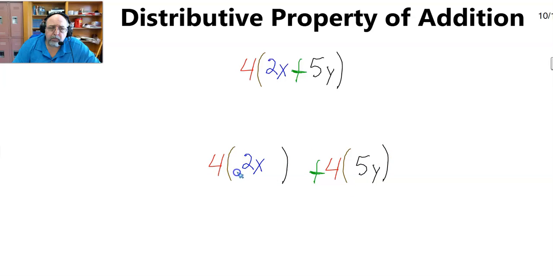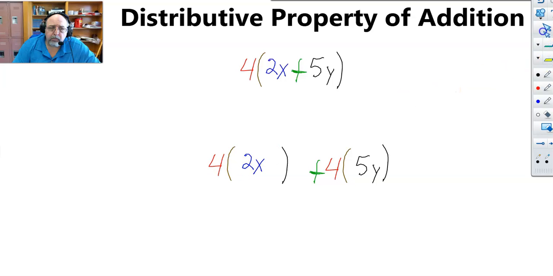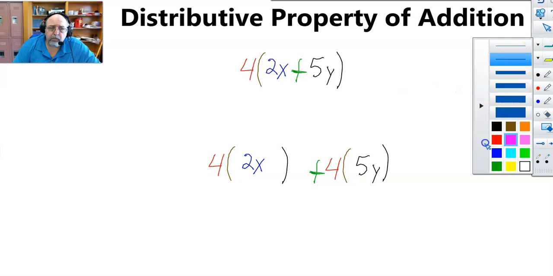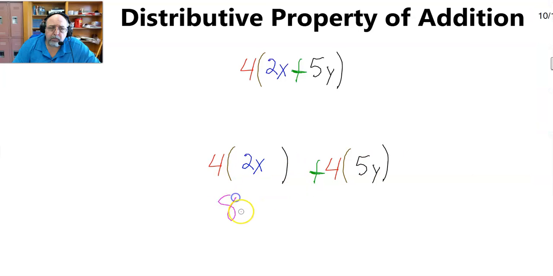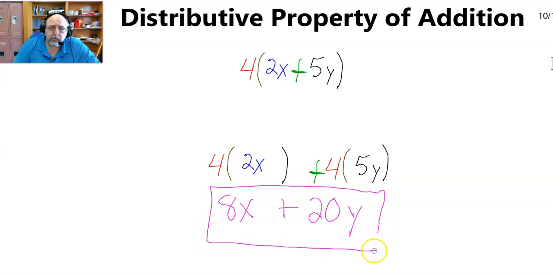Okay, so now we're going to go ahead and simplify this, just like we did a while ago. I'm going to grab another little thing. 4 times 2 is 8. Don't forget the x. And the operation plus. 4 times 5 is 20. Y. This is the simplified version because we know how many x's, we know how many y's.